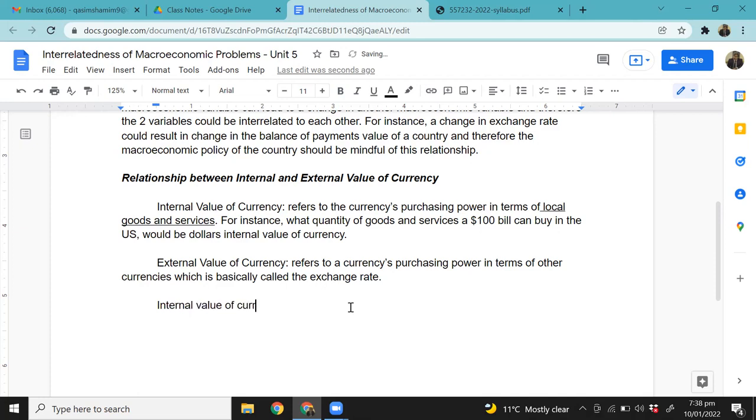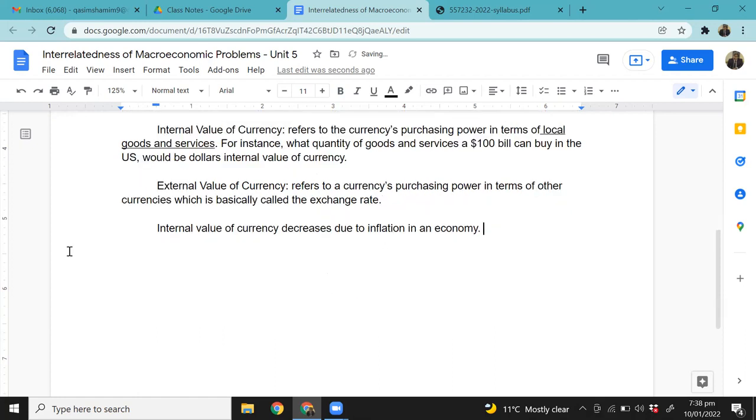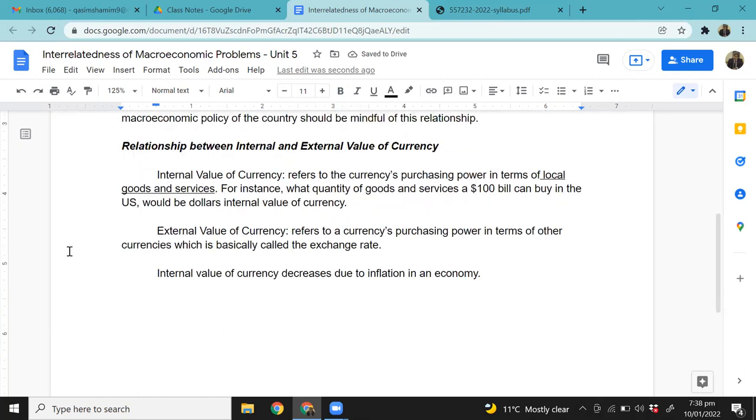Internal value of currency decreases due to inflation in an economy. Okay. Now, this idea is fairly simple, and we are already aware of this fact: when there is higher inflation, which means that prices of local goods and services are increasing at a faster rate, then a certain amount of local currency will buy lesser goods.